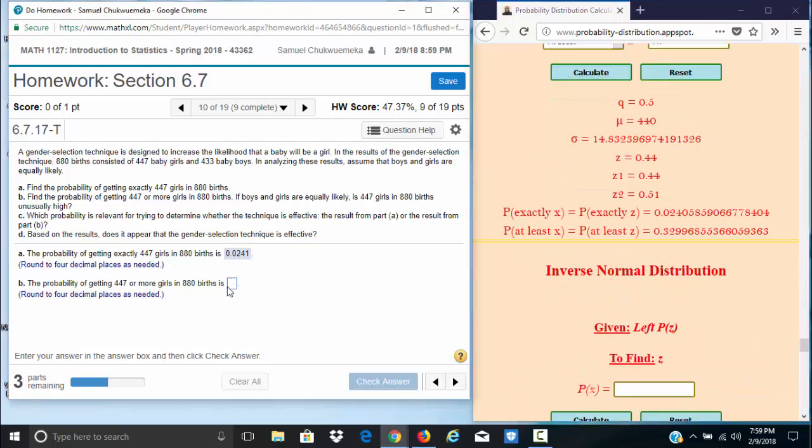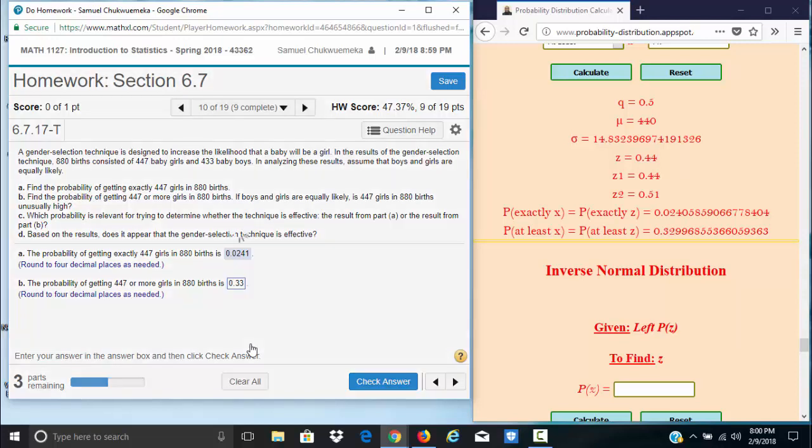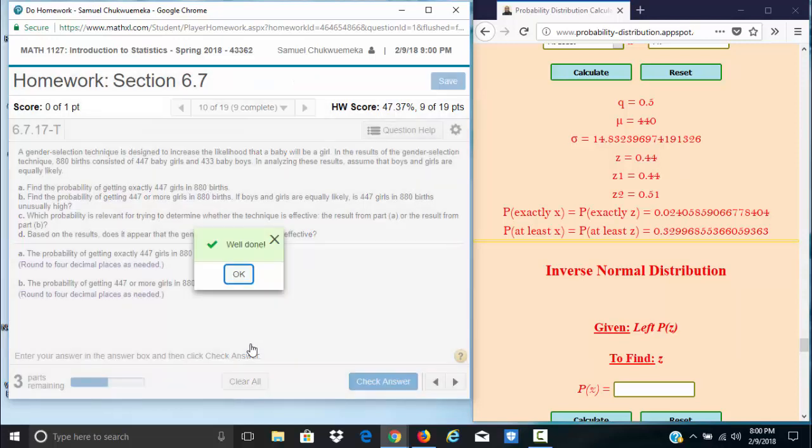And that gives us 0.32996. So this will be 0.3300. Okay. I'll just say 0.33 because it says round to 4 decimal places as needed. So you can actually say 0.33. It's still fine. Okay. Because of as needed.